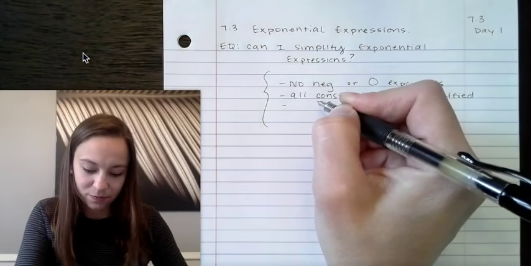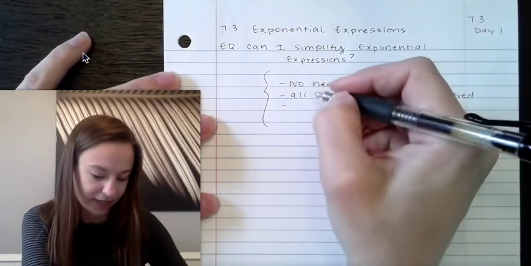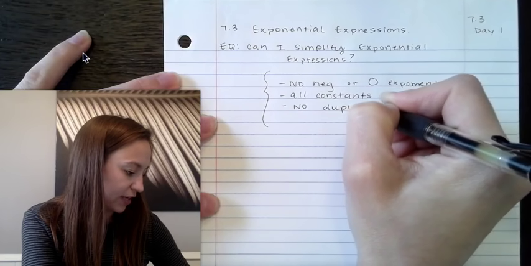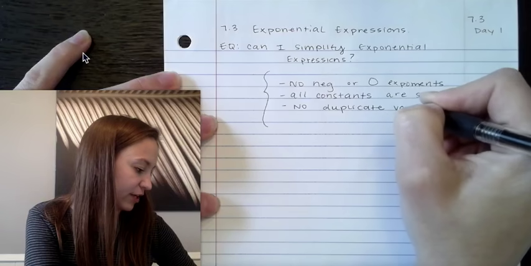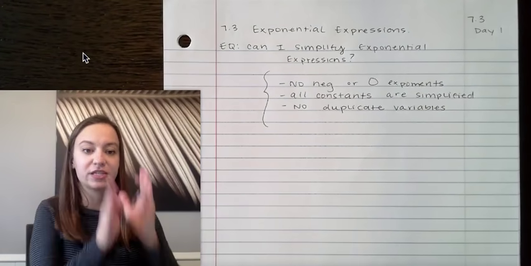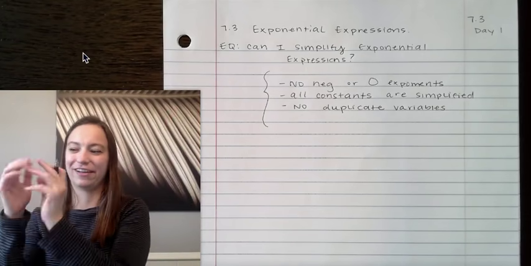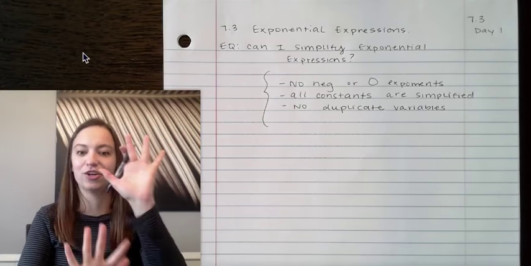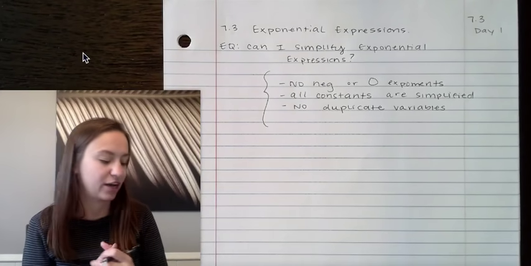And then the last thing we want to add is that there are no duplicate variables. And what I mean by that is when you see an x to the third, you're not going to later see an x to the second. Or if you see a y over here and then a y in the denominator, you don't want to see 2 y's in your simplified expression.